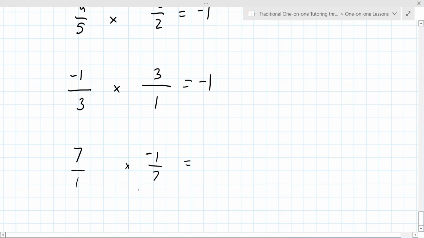And I want you to think about that. Parallel lines have the same slope. Perpendicular lines have opposite reciprocal slope, or something like that. Is that okay? Yeah. Okay.